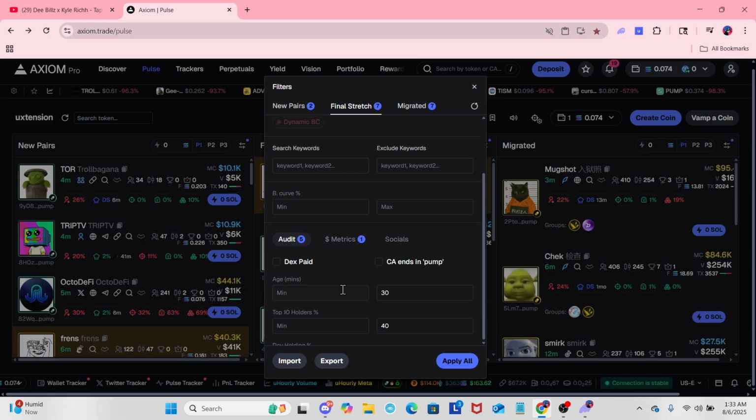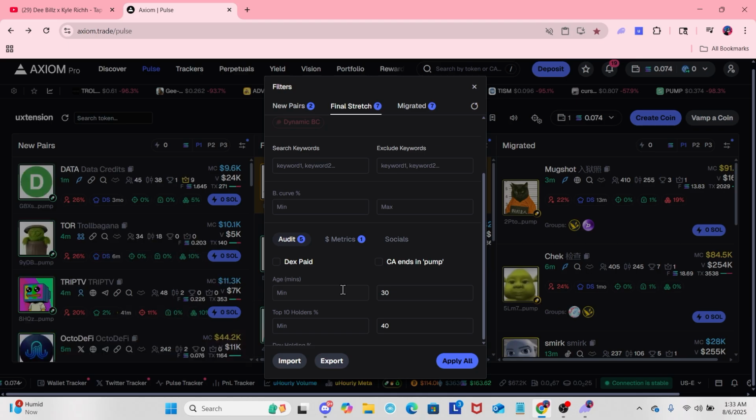But personally, I like 30 minutes, so it's still a new coin, but it's not brand new. It could be between 5 minutes to 10 minutes, and it'll still have a decent amount of volume, so you'll be able to trade in it.